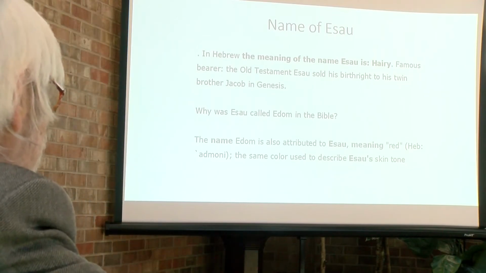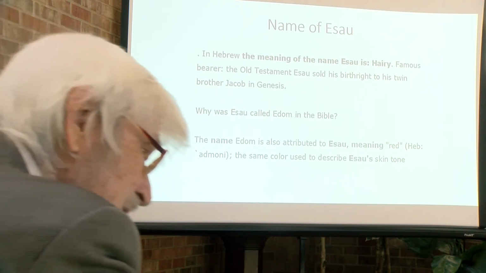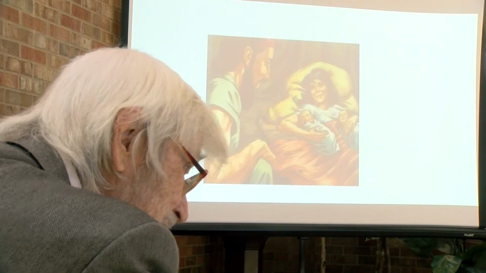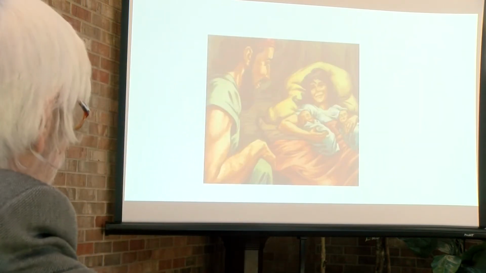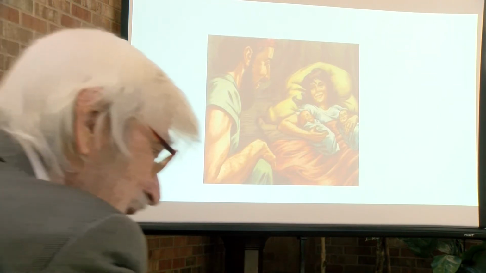In the Hebrew, the meaning of the word Esau is hairy, but it is also a word that stands for red, and red is a rather prominent color in terms of Esau. Here you can see a picture. If you look at these carefully, you can see this little baby does have red hair.